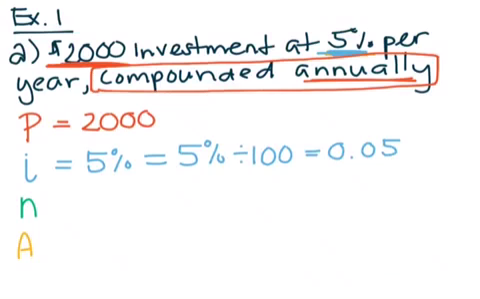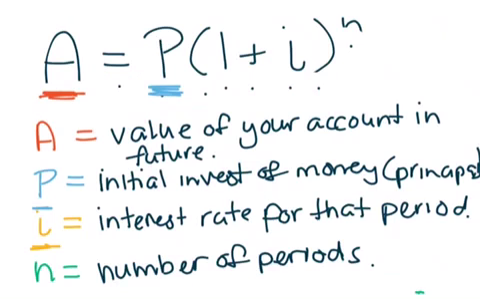Now let's figure out n. If we take a look back at our equation, we remember that n is just equal to the number of periods. So let's take a look.